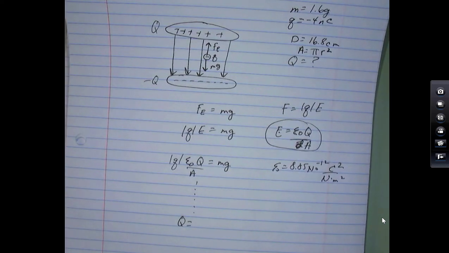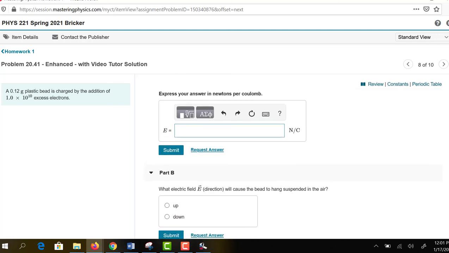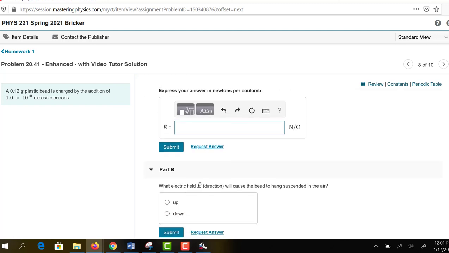Okay, let's look at the next one. Okay, so we've got a 0.12 gram. Be careful, it's not kilograms, it's grams. Plastic bead is charged by the addition of 1 times 10 to the 10th excess electrons. Okay, so it's going to be negatively charged. What electric field will cause this ball to be suspended in air? And what's the direction of the electric field?